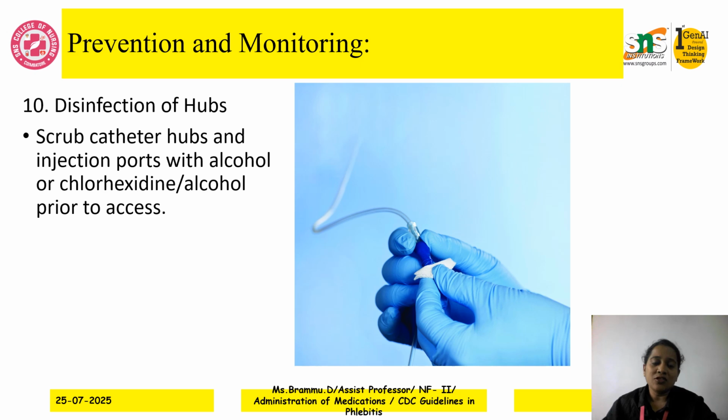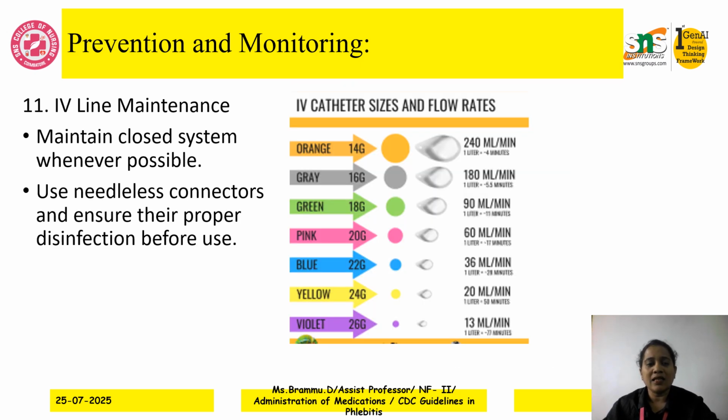Last but not the least, you have three more. In that, the disinfection of the hub whenever you open the IV line, either with alcohol swab or chlorhexidine swabs. And the 11th important thing is IV line maintenance in a closed system whenever possible. Always use the needleless connectors and ensure that there is proper disinfection before use.